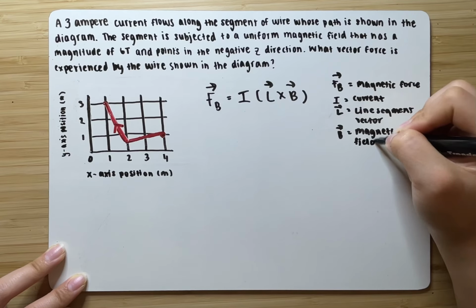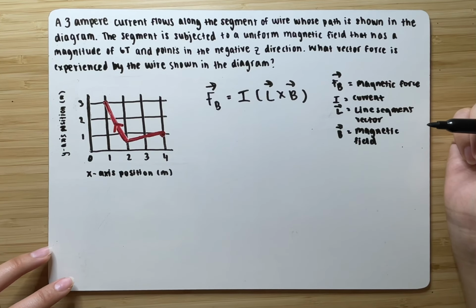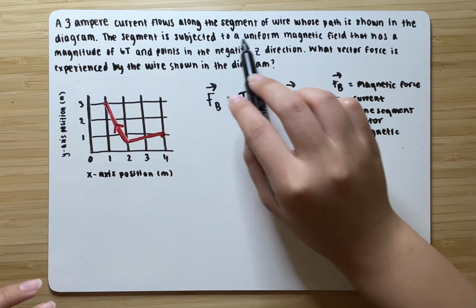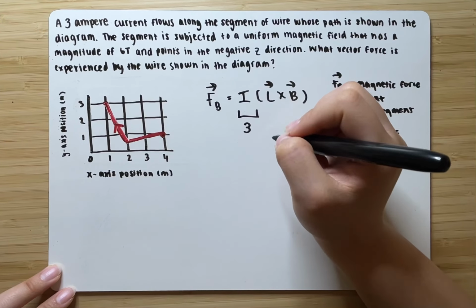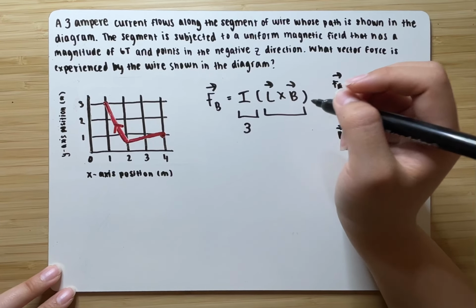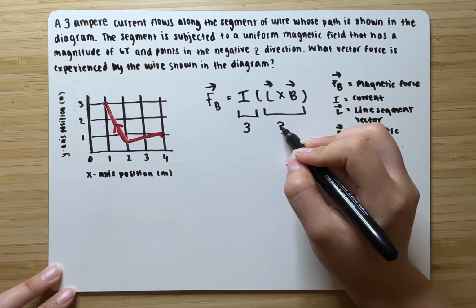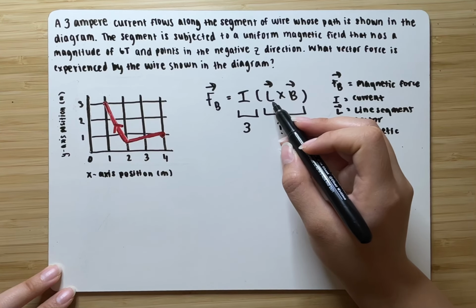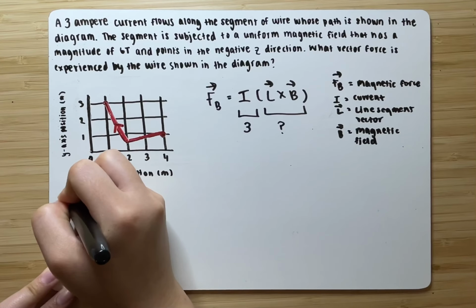Okay, next step is to look at this equation and see what the problem gives us. It says here that the 3 ampere current flows along the segment of wire, meaning that the current here is going to be 3. Now we don't know what the cross product between the line segment and the magnetic field is, so we need to find that. But before we find this, we need to figure out what our line segment vector and our magnetic field vector are. So let's do that.